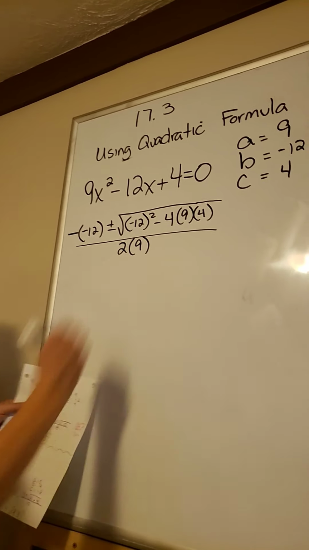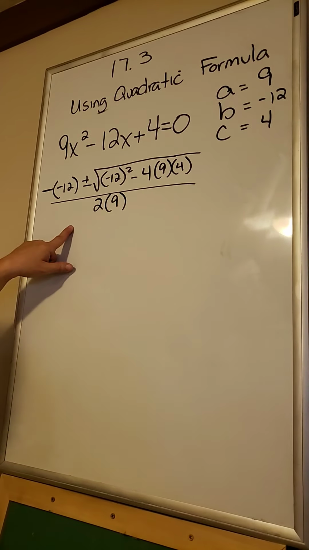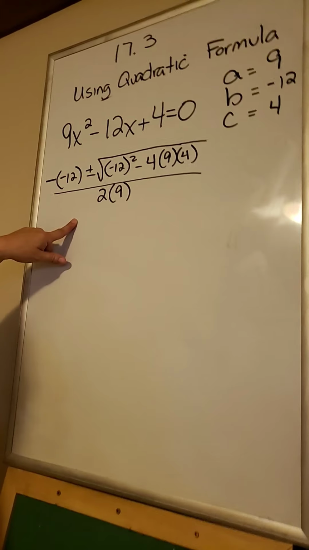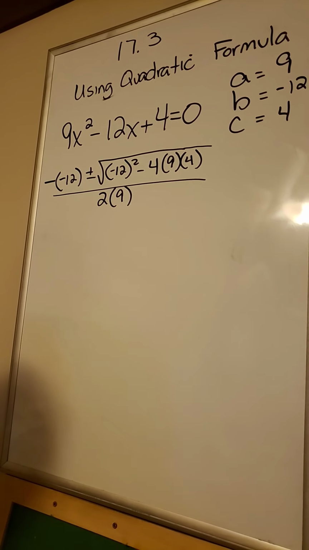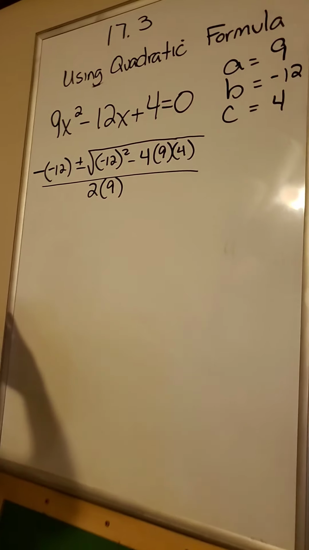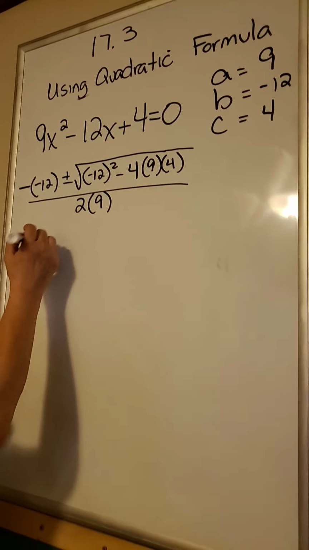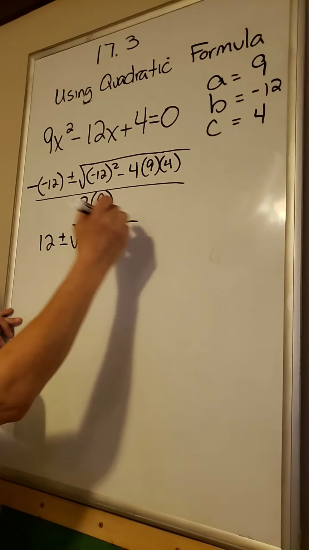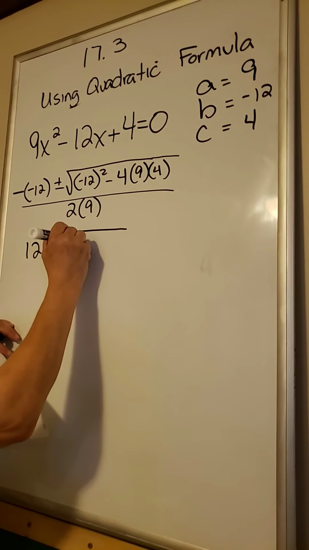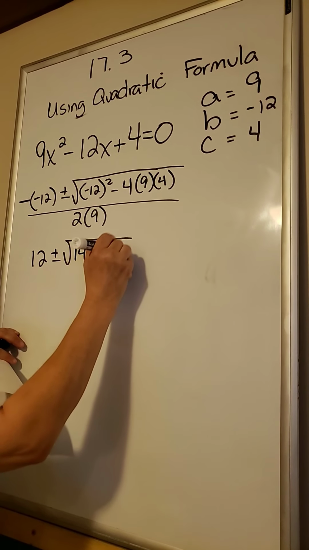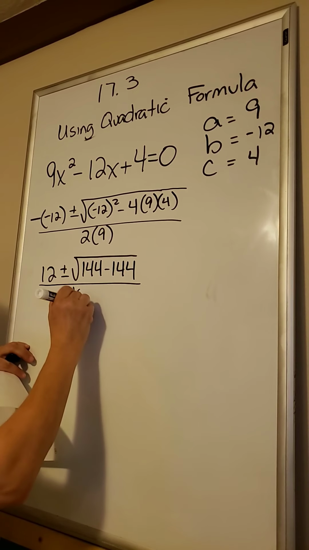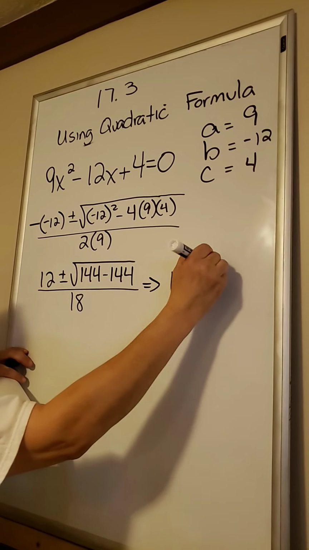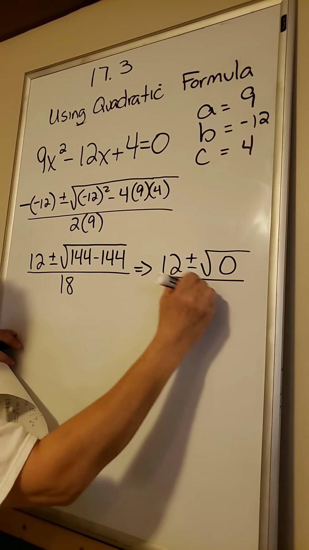So if you didn't get 2/3, look at this. Did you substitute it all in right? Because if you didn't get the correct answer, that may be the first place that you made a mistake. After you have it substituted in right, you simplify this down. Negative times negative 12 gives you 12 plus or minus radical. You simplify that and you get 144 minus 144 over 18, which equals 12 plus or minus radical 0 over 18.